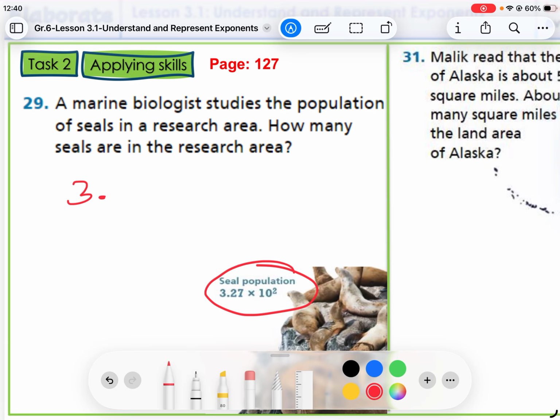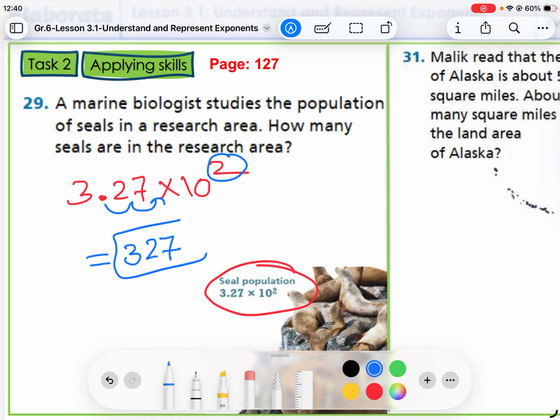So 3.27 times 10 to the power of 2. All you have to do is just move the point. Look at the exponent, it's 2. So you're going to move it 2 places. So your answer will be 327. That's it. You're done. Okay.